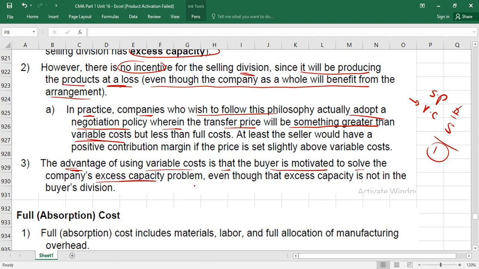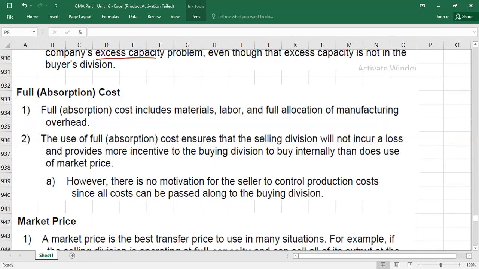So what is the seller's motivation? Maybe the seller can say, okay, 8 machines are unused, at least I can use them. But the buyer is helping the seller to use idle capacity. Understood? Then we have here full cost.